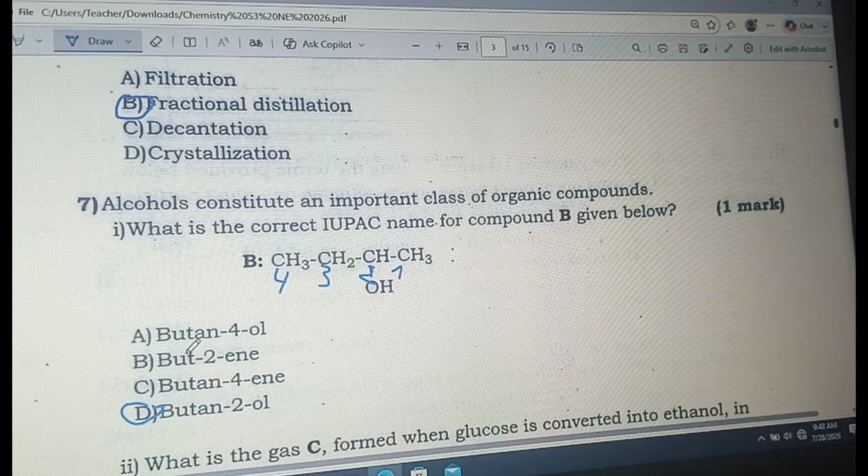Option A, butan-4-ol, is not correct because we must number from the end that gives the functional group the lowest number. Option B, butane-2-ene, this ene means that it is an alkene. It is not an alcohol, like this C.